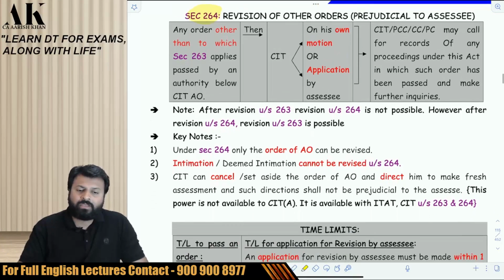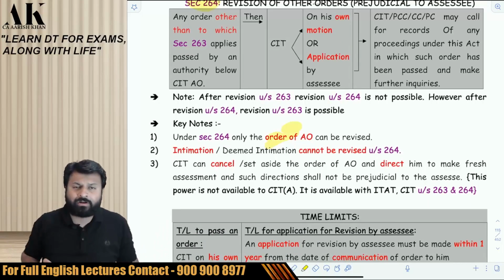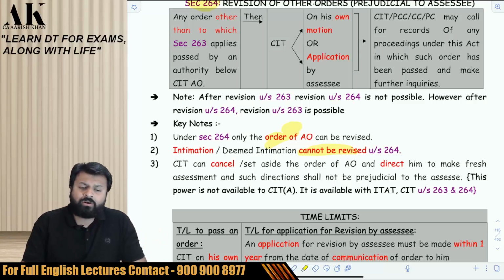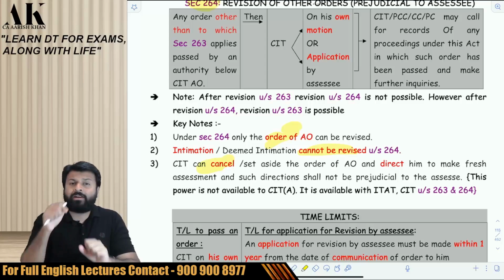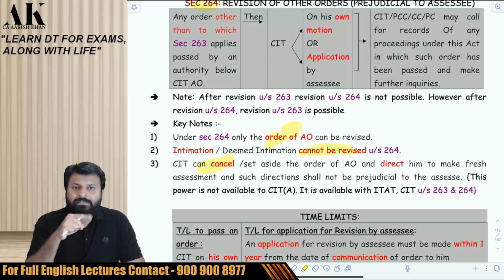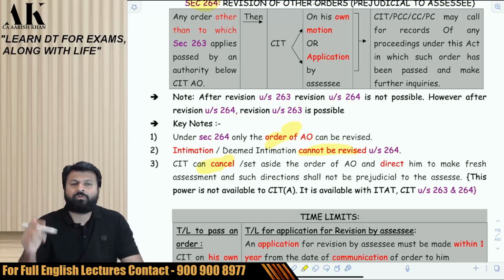Now again here, the CIT will revise the order passed by AO. Again, CIT will not rectify or revise the intimation or deemed intimation under section 143(1), 200A(1) or 206CB(1). You cannot revise intimation or deemed intimation. Again, CIT has the power here to cancel the assessment and direct fresh assessment. Now I am concluding this forever and I am making this great interlinking. The power to cancel the assessment and direct fresh assessment is with ITAT, is with CIT under 263 and is with CIT under 264, but this power is not with CIT appeal. This is something which I am concluding today itself.